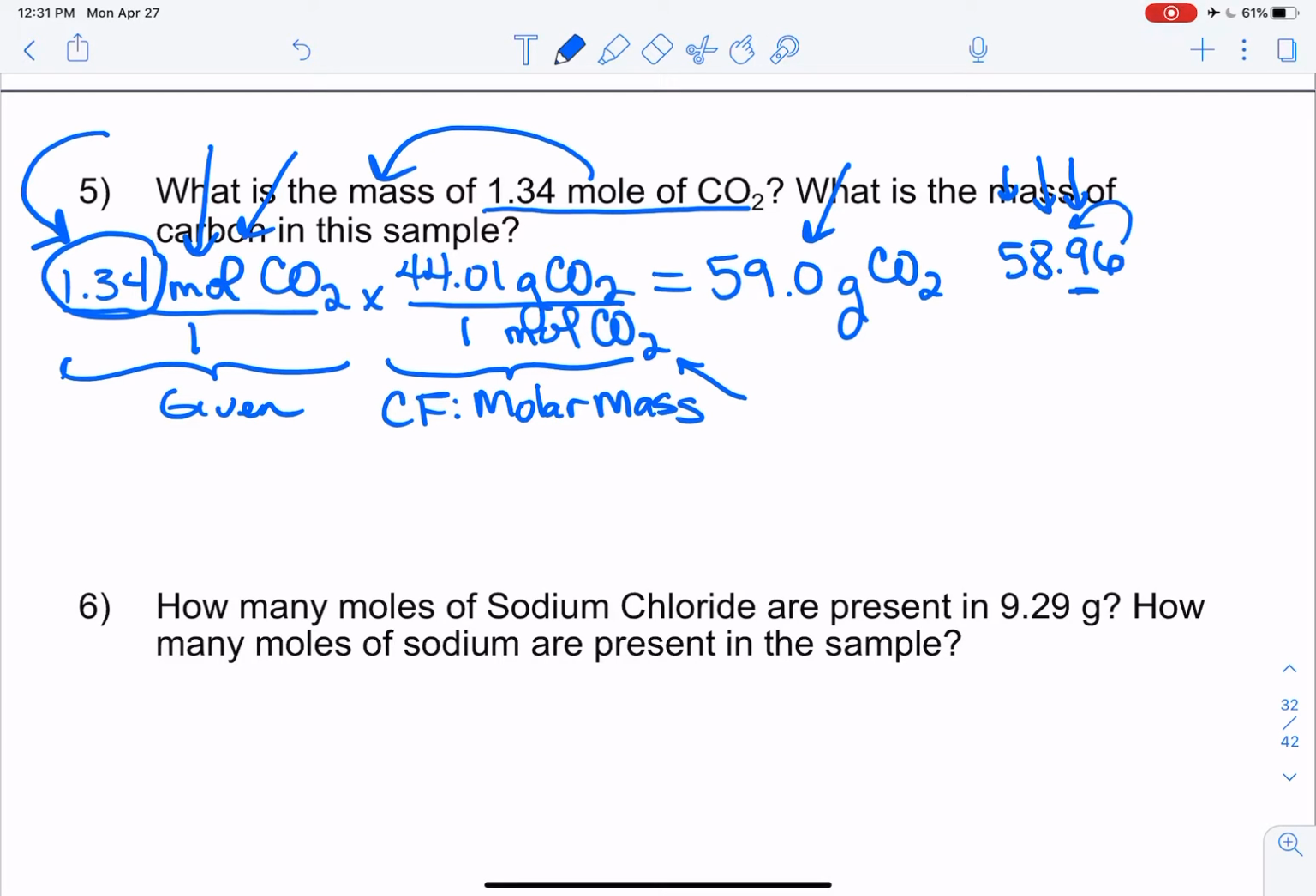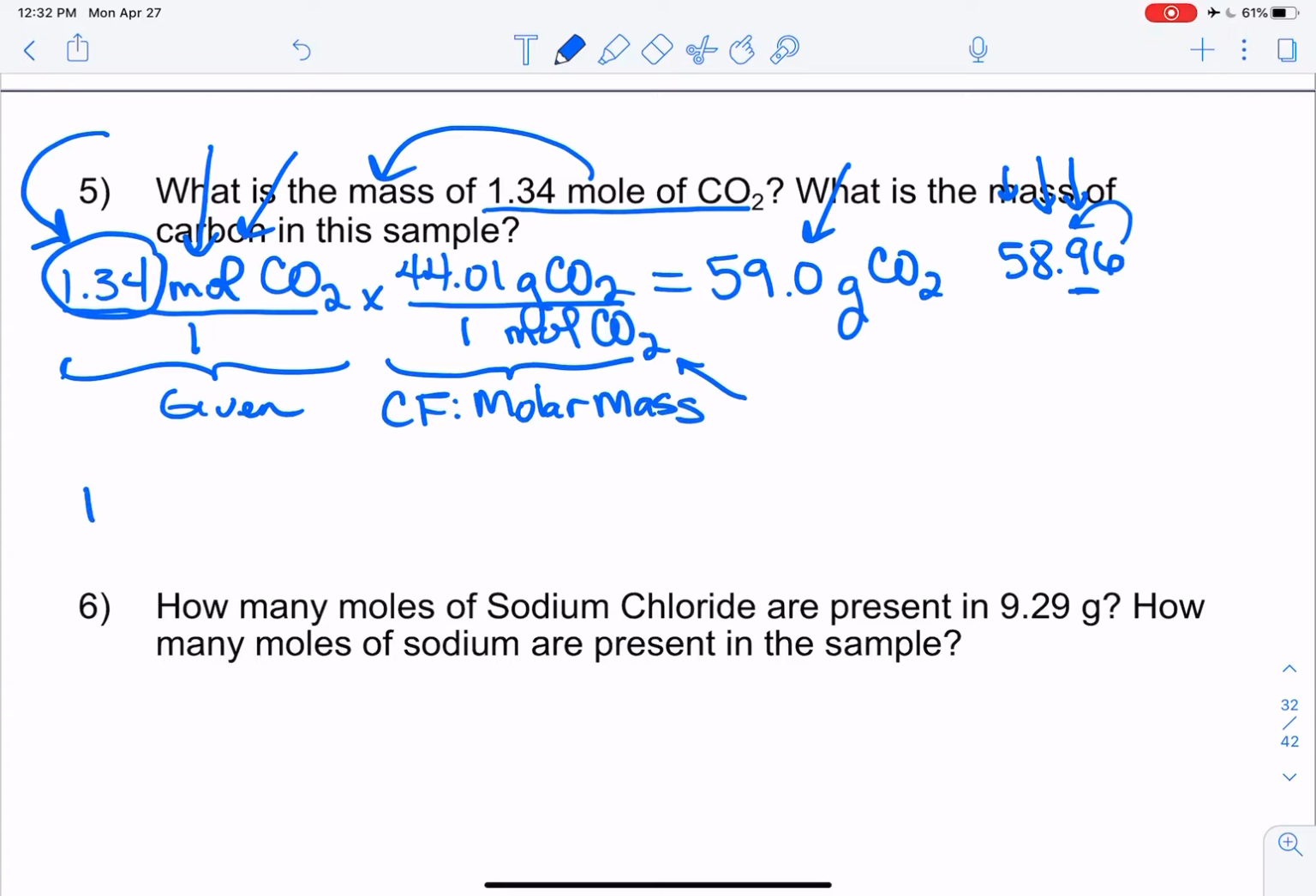And then it says, what is the mass of carbon in this sample? So we don't have carbon here, we have carbon dioxide. So we need to go from one substance to another substance because carbon dioxide and carbon are completely different. So what we're going to do here is we're going to start over.